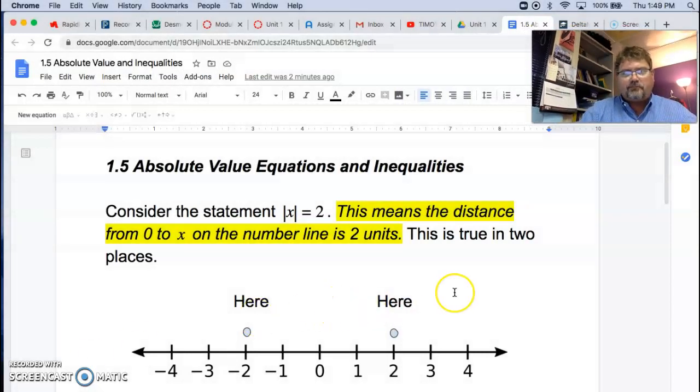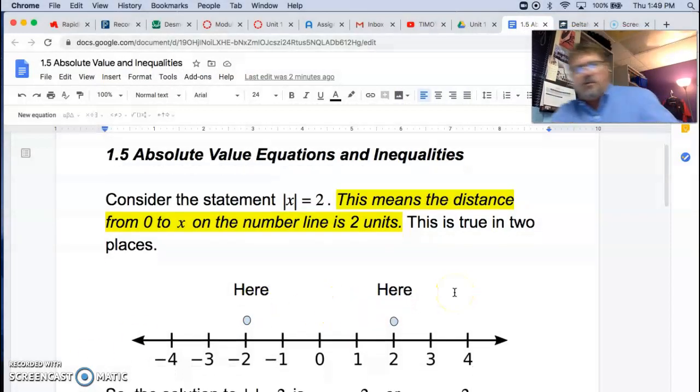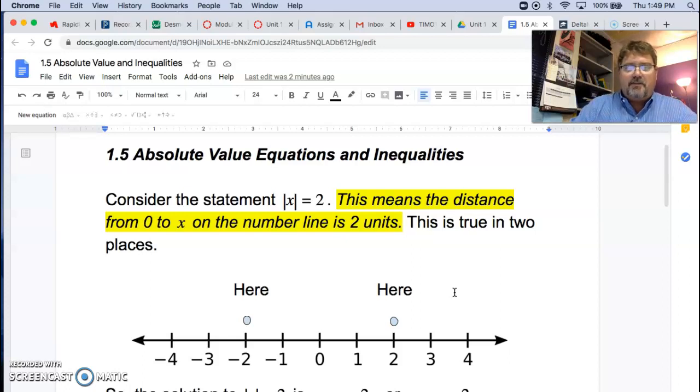Alright, so the first thing we're going to talk about is equations in this section. This is entitled Equations and Inequalities, but we'll start with the equation, okay? Now, a lot of people misunderstand absolute value. Everybody always thinks, oh, it's always positive, but the truth is it means the distance from zero, okay? So let's just take a look at the basic absolute value equation.